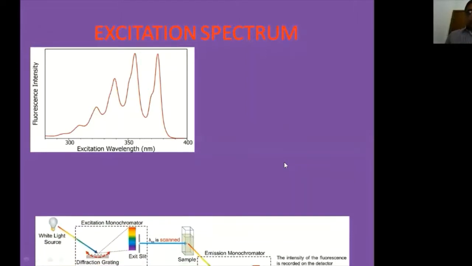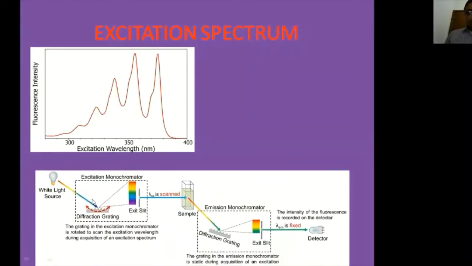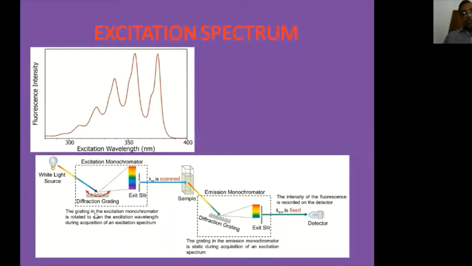Now, you also have the second parameter, which is the excitation spectrum. What is an excitation spectrum? Again, it is the plot of intensity versus wavelength. In this case, you scan the excitation monochromator, whereas in the earlier case you scanned the emission monochromator. As you scan the excitation monochromator, fixing the emission monochromator, you can see that the intensity varies. That spectrum is called an excitation spectrum.